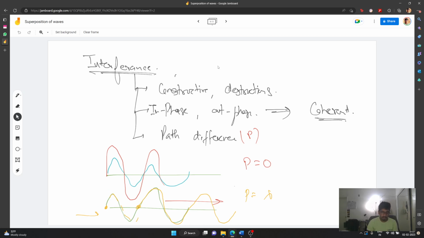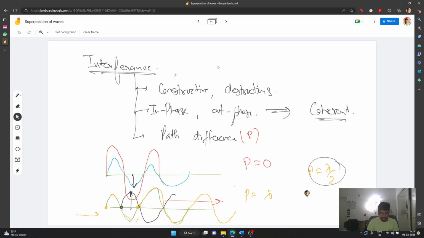But let's look at what happens when you shift by path difference equal to lambda by 2. That means you have only shifted by half the wavelength. So the yellow point has moved to this new yellow point. Now let's see what happens. So now yellow is at the peak, but at the same time blue is negatively at its peak, right? So at this point they're destructively interfering, right?